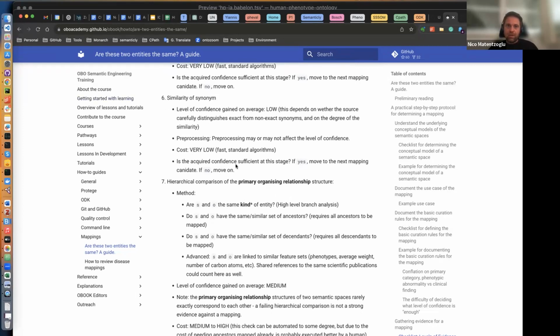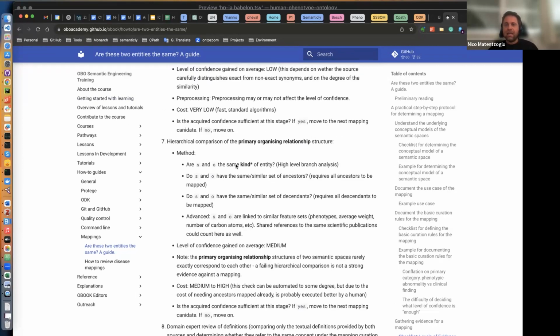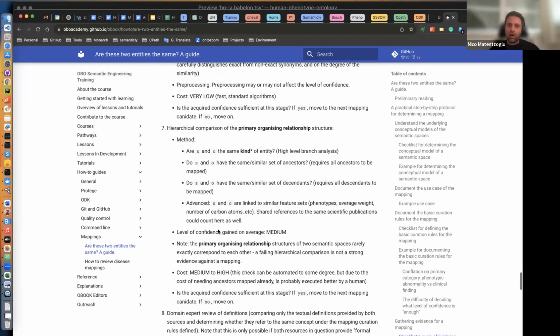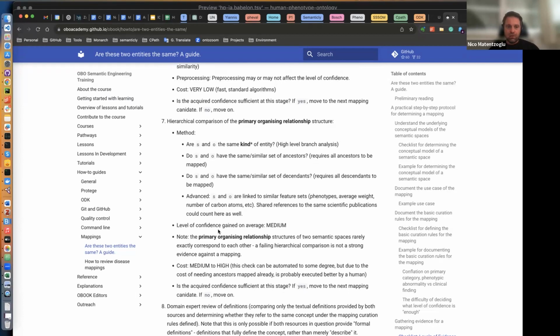All right, so the same kind of structure for similarity of synonym. You can again do something here, and now you're getting into the more murky and much harder areas of mapping. So we start with hierarchical comparison, which is something that's often applied, you know, subconsciously when you are a human curator.